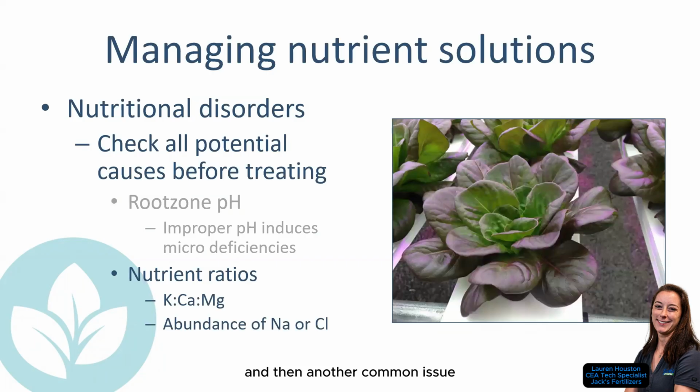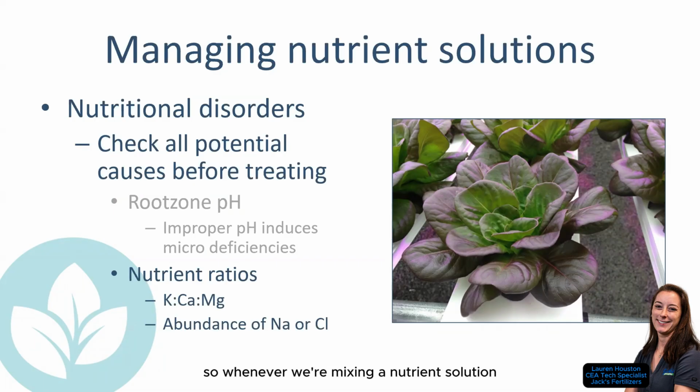And then another common issue, especially in recirculating hydroponic solutions, is inappropriate nutrient ratios. So nutrients with similar ionic charges, being either cations or anions, will often compete for plant uptake. The biggest one that I usually see is potassium, calcium, and magnesium. These three have very similar ionic charges. And since the plant itself cannot identify what is potassium, what is calcium, we need to supply them in the ratios that the plants are going to use in their tissues.